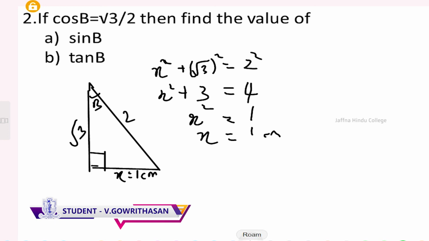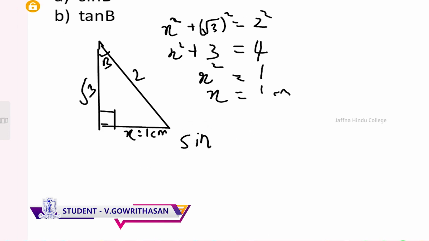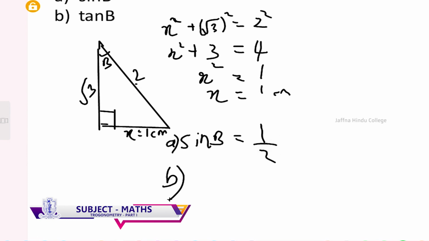Now write sin B. First question, sin B. Sin B means opposite side by hypotenuse: opposite side 1 and the hypotenuse 2. Now write tan B. Second question, tan B. Tan function means opposite side by adjacent side: opposite side 1 and the adjacent side root 3.